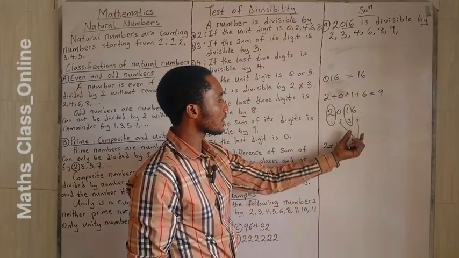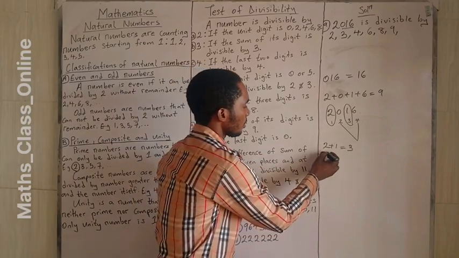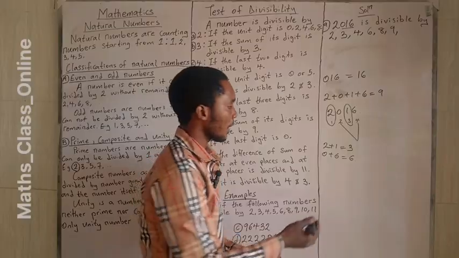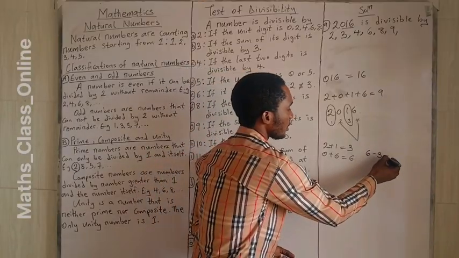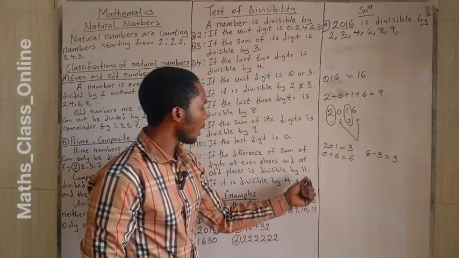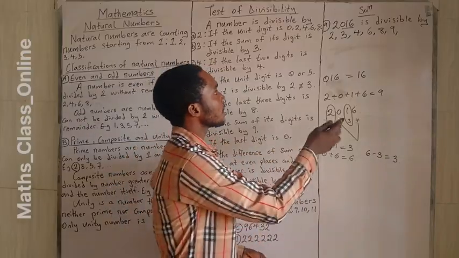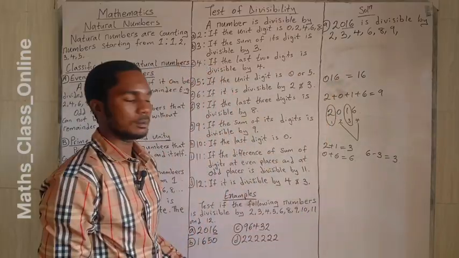And the digits at even places are what? 0 and 6. We add them together. That is 6. Let's take the difference. 6 minus 3 is equal to 3. Can 11 divide 3? No, 11 cannot divide 3. That means 2016 is not divisible by 11.